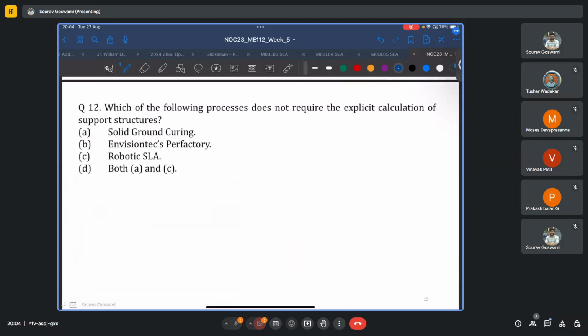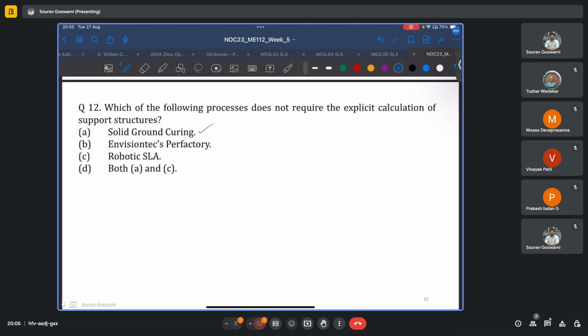Question 12 says, which of the following processes does not require the explicit calculation of support structures? Is it solid ground curing? As we were just discussing, in solid ground curing we use molten wax to fill the uncured regions after taking the uncured resin, liquid resin, away. And we do not build explicit support structures from the build material or a different material. It is the liquid wax itself which acts as the supporting structure. So option A is correct.